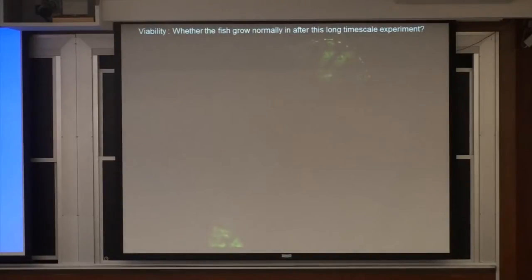Another big issue about any imaging method is how viable the system is, because you are exposing it to laser and continuously keeping it anesthetized on the microscope. Is its development happening properly? So you can see in this case, this embryo was imaged from a very early time, and in the later part, the heart is formed, and you can see the heartbeat continuously. This is the eye socket, this is the spine, and at the bottom, in a close scan, you can see the heart beating continuously. So it is developing properly and in proper time. Though you are exposing it with laser, there is not so much photodamage and phototoxic effect.